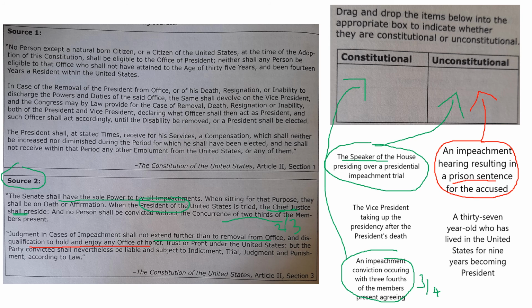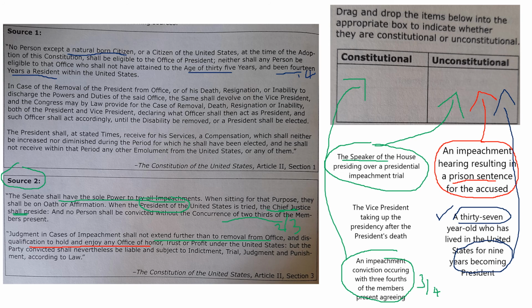Let's look at source 1. No person except a natural-born citizen or a citizen of the United States at the time of the Constitution being adopted shall be eligible to the office of president. Neither shall any person be eligible that has not attained the age of 35 and been 14 years a resident in the United States. Now it says 37. 37 is more than 35, so that's okay. But here it says living in the United States for 9 years. Here it says living in the United States for 14 years. So this would be not constitutional.